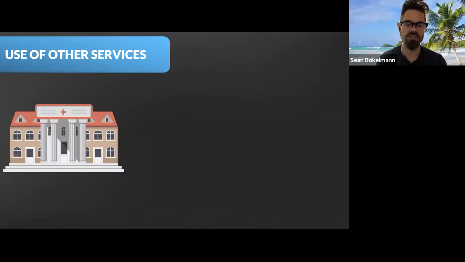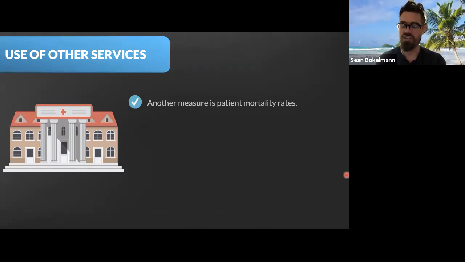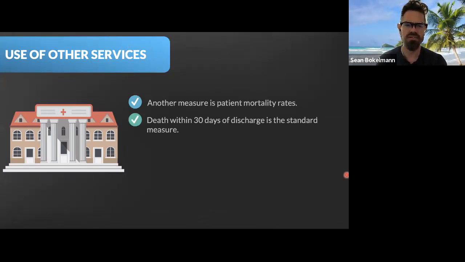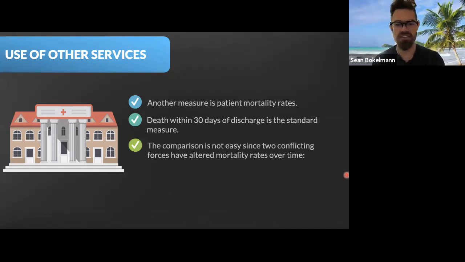Whoops, that's the wrong word. I should say sicker and quicker. Another measure of poor outcomes is mortality rates. And again, this is typically measured within the first 30 days of discharge. So if the patient dies within 30 days of being discharged, that's not a good sign, right?